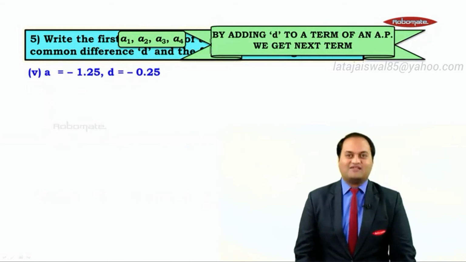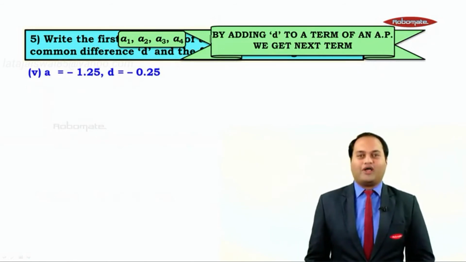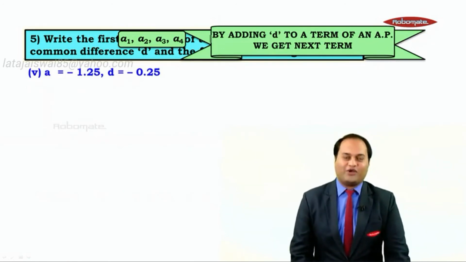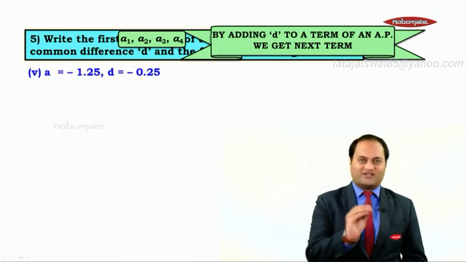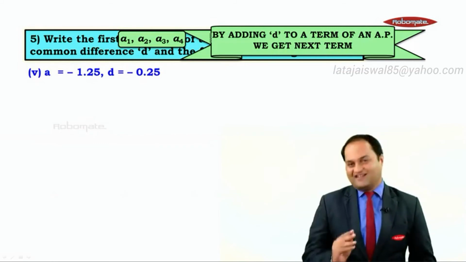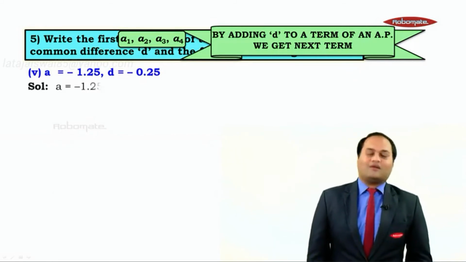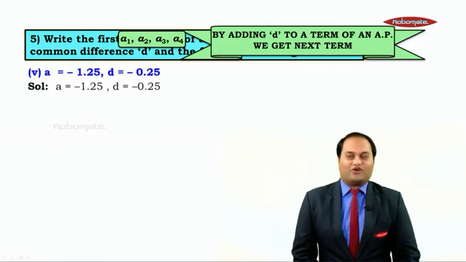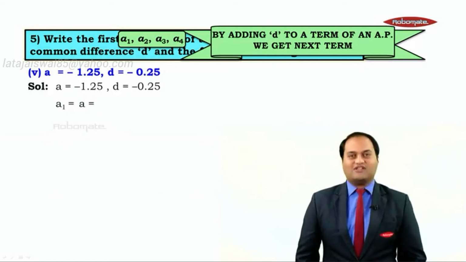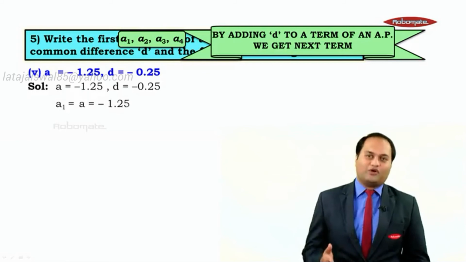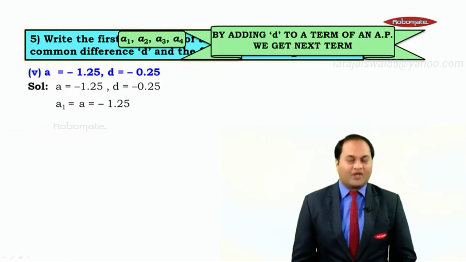The sum is A is equal to minus 1.25 and D is equal to minus 0.25. This time decimals. So just take care of the additions and subtractions, right? Let's do it. Solution, this is the value of A, this is the value of D. What is A1? A1 is equal to A, which is equal to minus 1.25.